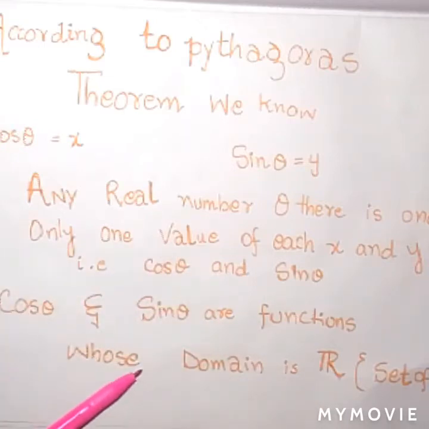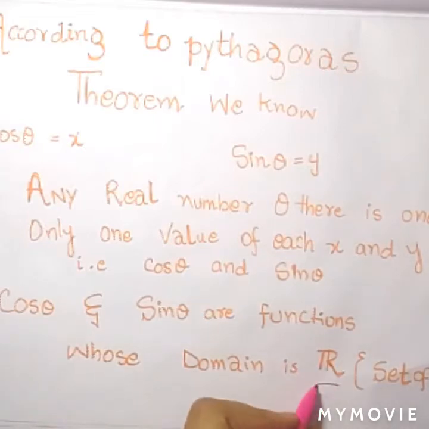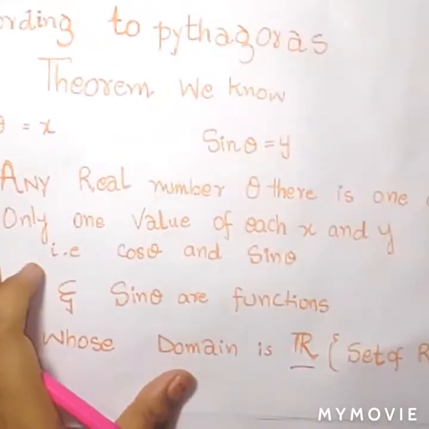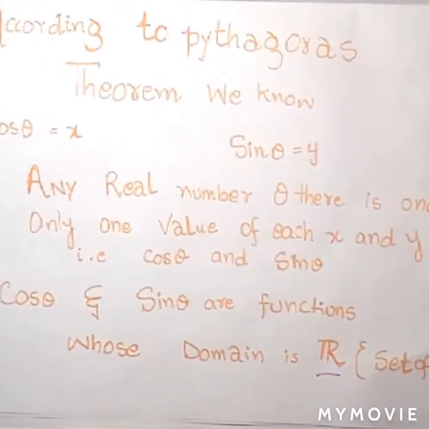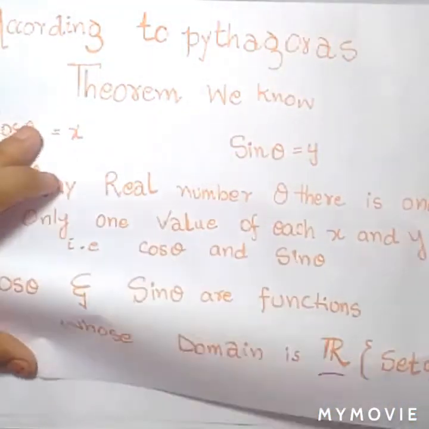Thus cos theta and sin theta are functions whose domain is R, the sign used for the set of real numbers. We can give any value to cos theta and sin theta, because there is no restriction on any value.